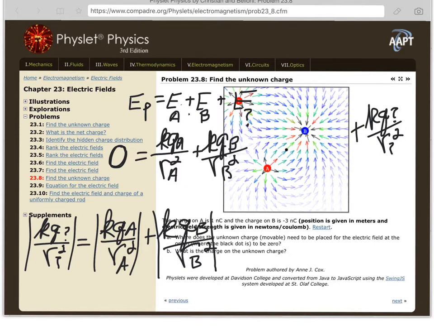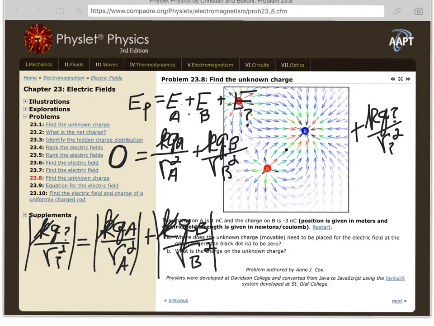So just remember, we have absolute value signs. So notice there's a k in every term, so we can divide through by k. That's convenient. So you don't have to worry about the k. And the QA and the QB we know. And the r? squared you're going to have to measure. And so the Q that you're looking for is just going to be these two terms multiplied by the r? squared.